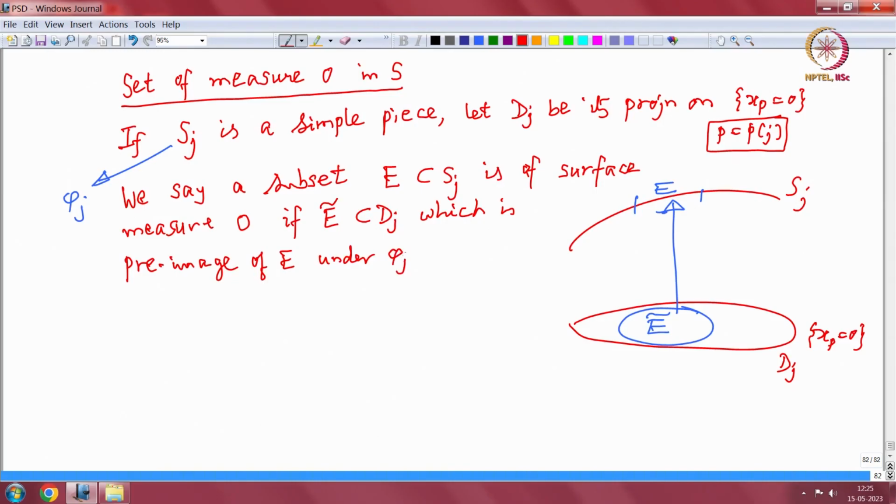Is of n minus 1 dimensional measure 0. So this is the usual Lebesgue measure on R^(n-1), that is xp equal to 0; the n minus 1 dimensional measure is 0.